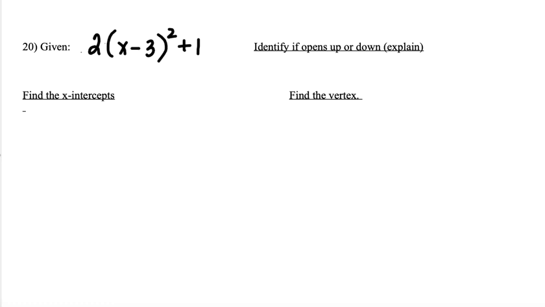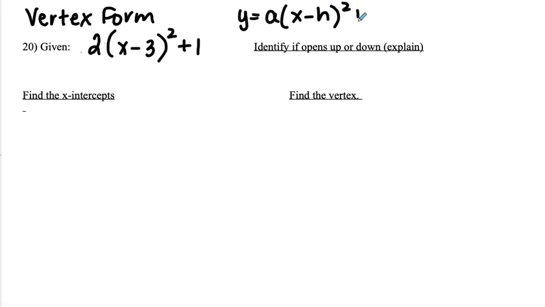Hi, so today I'm going to be reviewing graphing a quadratic function that is in vertex form. So here we've got a quadratic. It is in vertex form because it is in the form y equals a(x minus h) squared plus k. So it can say y equals, or it could say f of x equals, okay?